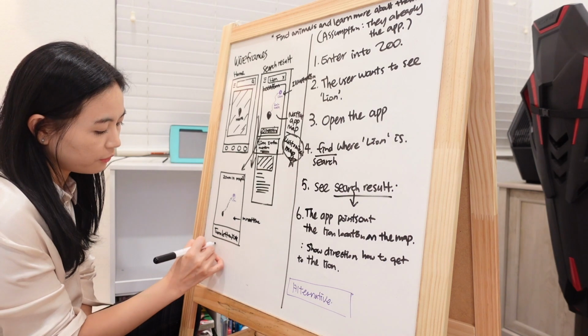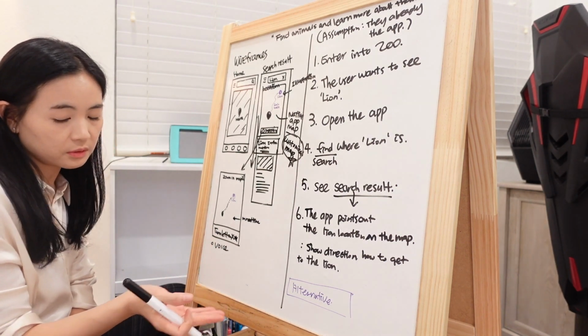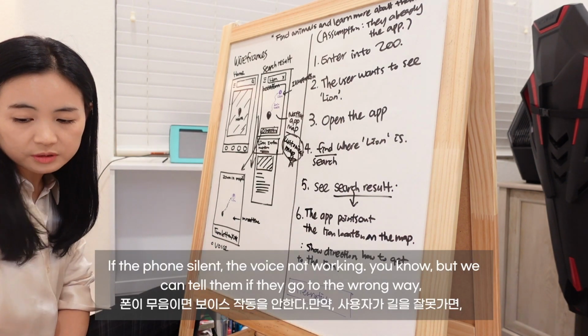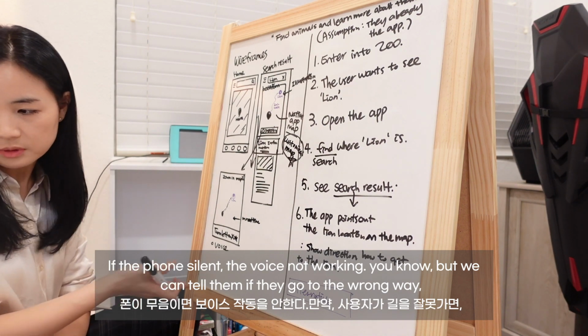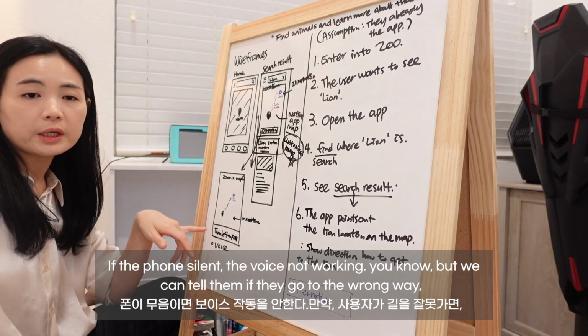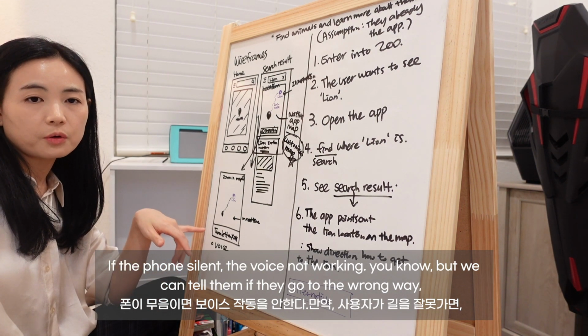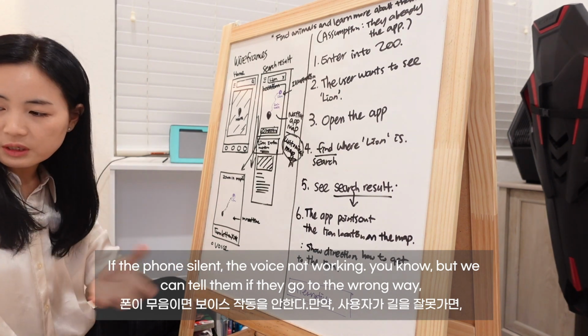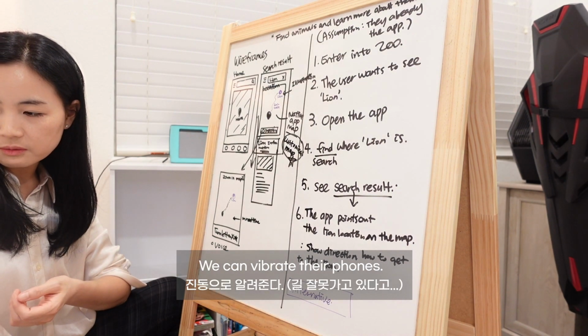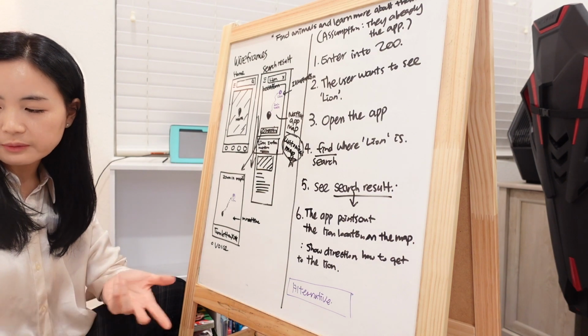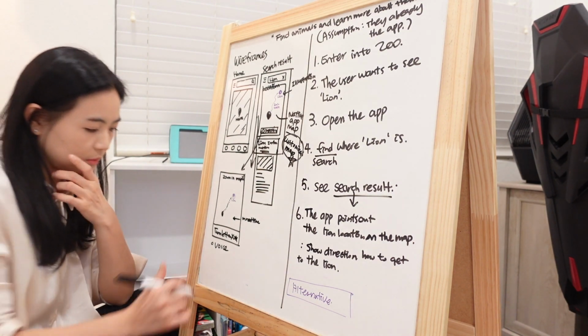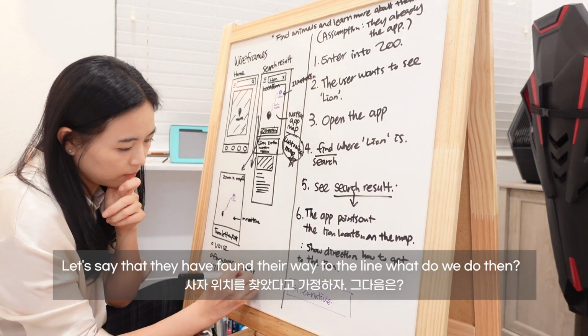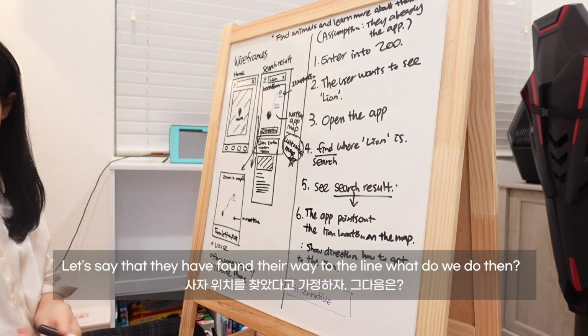We can provide a voice, but if it's muted or silent, the voice isn't working. But we can tell them if they go the wrong way, we can vibrate their phone, right? We can force their phone to vibrate. Yeah, that's possible. Okay, let's say that they have found their way to the lion.